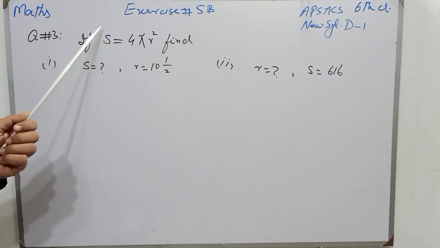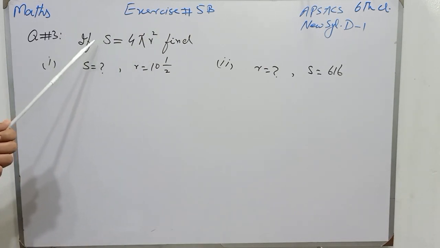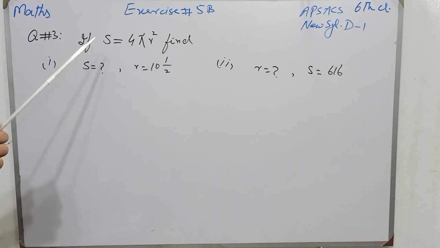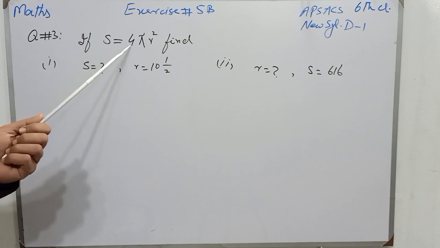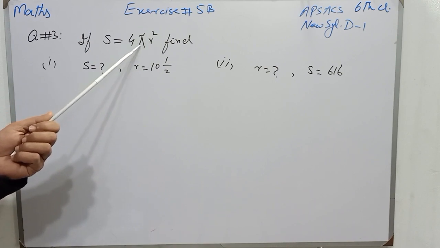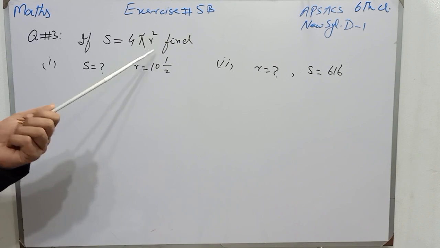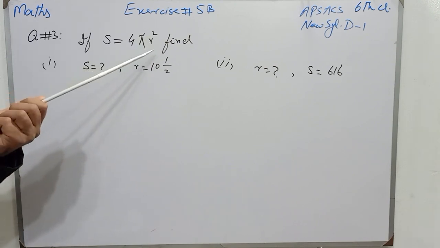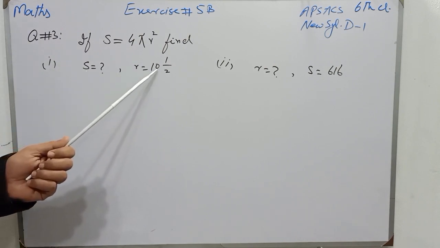Keep in mind that it is the formula of the surface area of a sphere. A sphere is a circular shaped figure like a football, and if we have to find the surface area of a football, we will apply the formula 4 pi r square. The value of pi is understood, that is 22 over 7, and r may be different for different objects. So at first we will find the value of surface area when r is equal to 10 whole number 1 over 2.